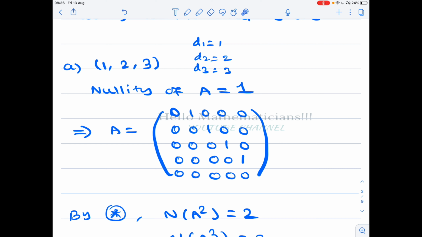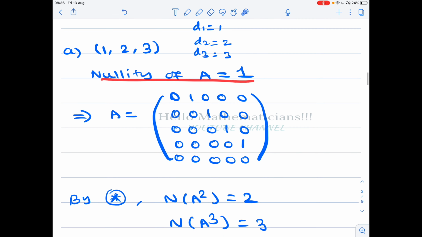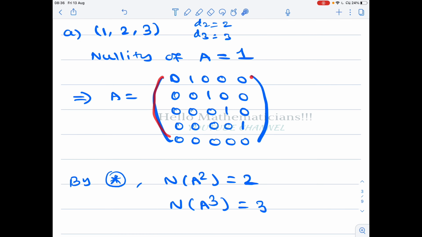So it is given that d1 equals 1, d2 equals 2, d3 equals 3. This means that nullity of A is 1, of A square is 2, of A cube is 3. So nullity of A equal to 1 means there is only one block in the Jordan canonical form of the matrix A. But A and its Jordan canonical form are similar matrices. Similar matrices have the same nullity. So we may very well assume that A itself is a Jordan matrix. So we get that A is this Jordan block because nullity of A is 1.